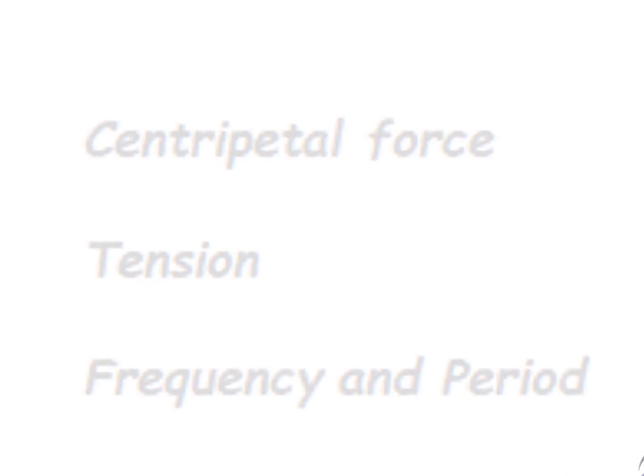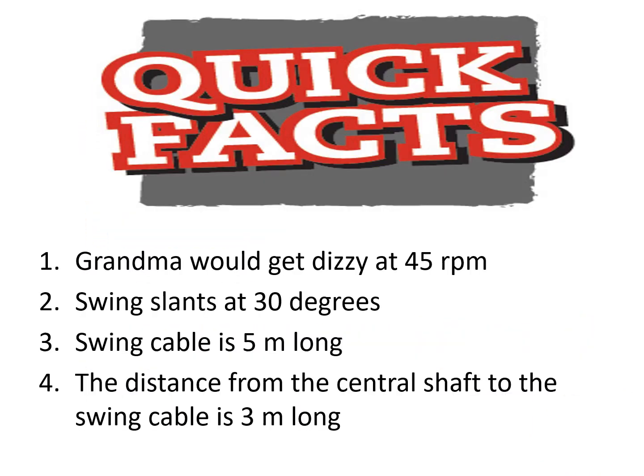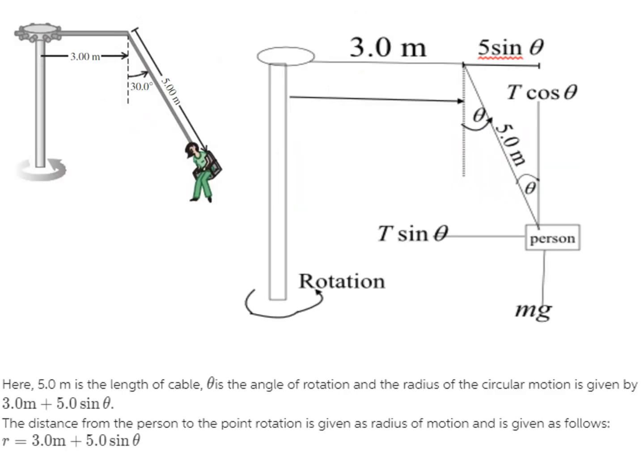You start by identifying the concepts involved. You get out your stopwatch and measuring tape and ask grandma a few questions, and you figure out some quick facts. She gets dizzy at 45 revolutions per minute, the swing slants at 30 degrees, the swing cable is 5 meters long, and the distance from the central shaft to the swing cable is 3 meters long. This is what it looks like.